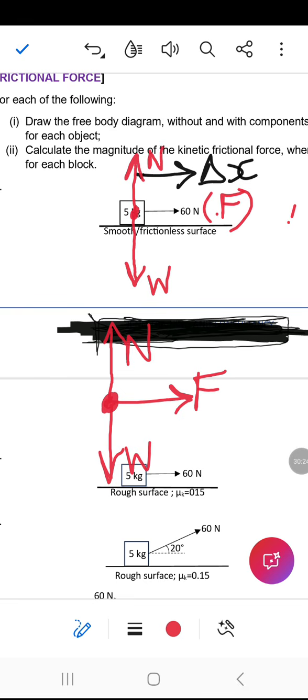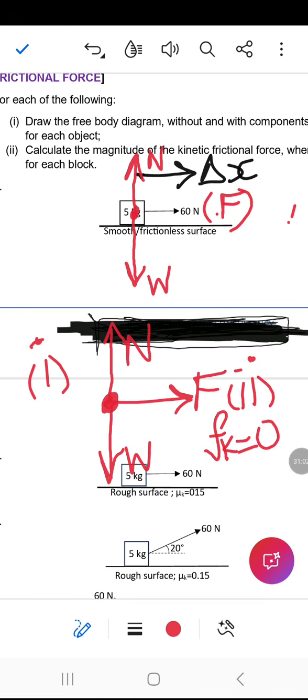We also need to calculate the magnitude of the kinetic frictional force. Here our Fk is 0. Why is it 0? Because the surface is smooth. There's no friction acting on the object. So our Fk for this question is equal to 0. I hope, guys, you understood this. Just try to copy it, then understand how we managed to find our free body diagram and how we managed to find our Fk. So this is number 1 and this is number 2. These are the answers for this question.